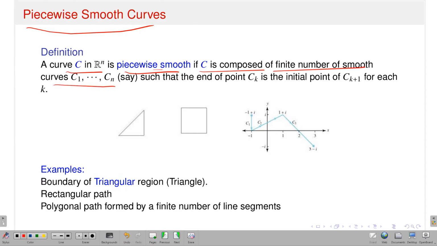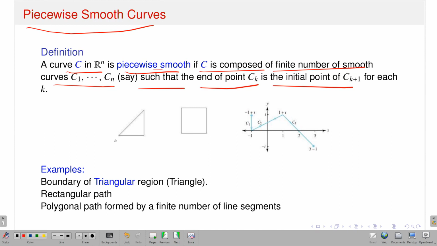That means, if I start with finitely many smooth curves C1, C2, ..., Cn, I have to join them in such a way that the end point of Ck should be the initial point of Ck plus 1. And the combination, the curve I will get, we will call the piecewise smooth curve.